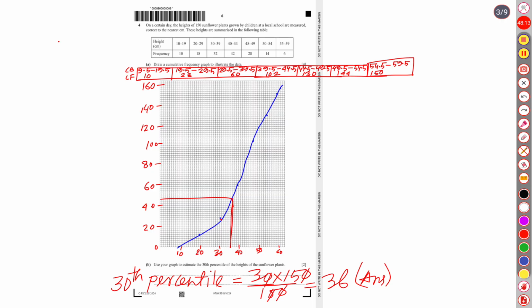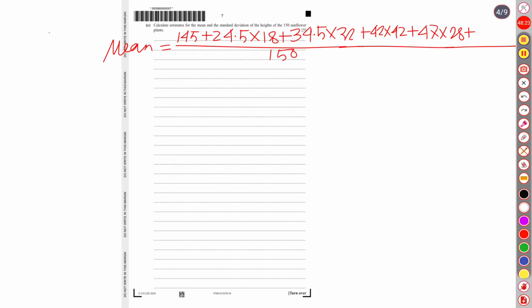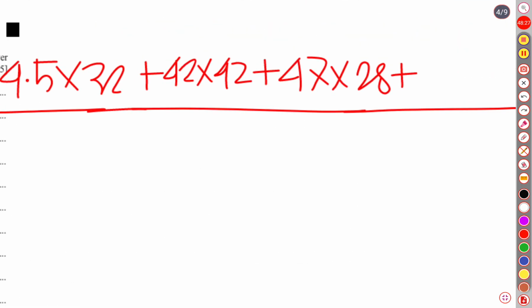50, 54. So 104 means 52... 57 into 14. 57 into 14, and the final class we can write over here.